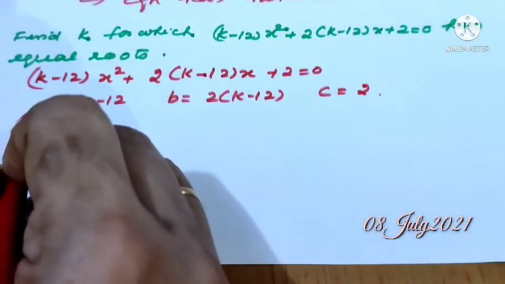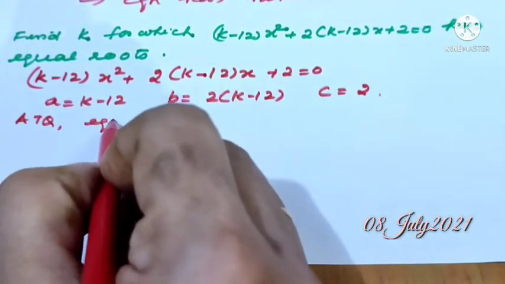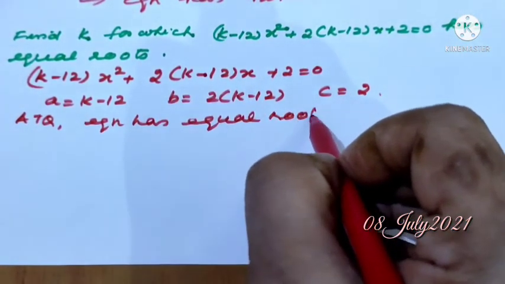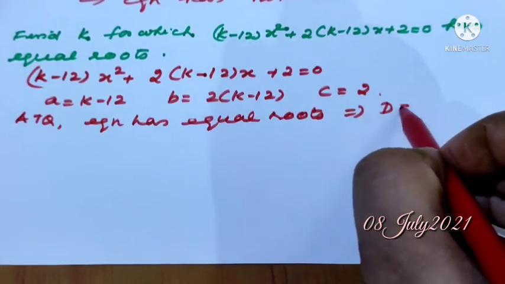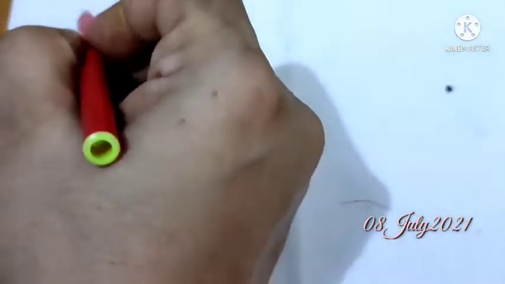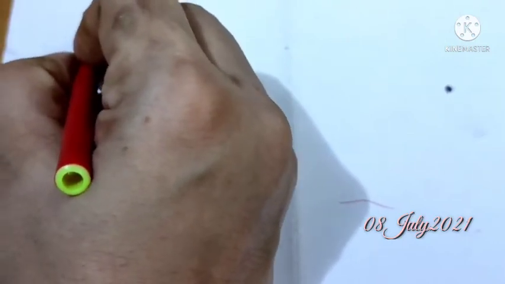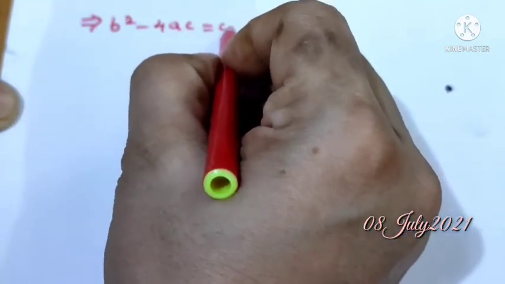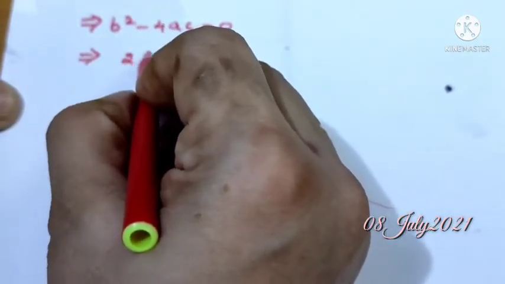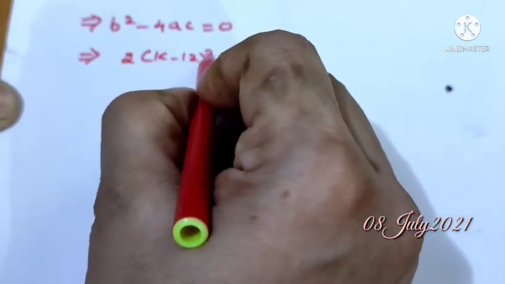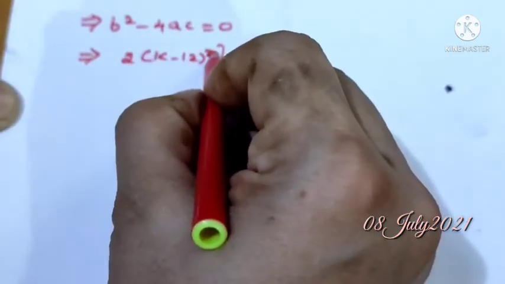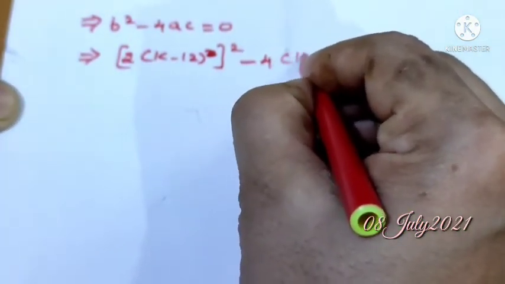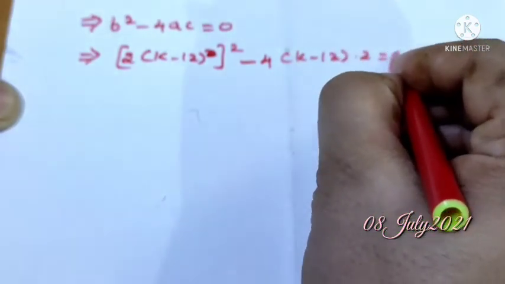Given that, according to the question, the equation has equal roots, implies d equal to 0. So d equal to 0 implies b square minus 4ac equal to 0. Now we can substitute the values: 2 into (k minus 12) whole square, I'll make it a bracket here, minus 4ac, 4 into (k minus 12) into 2 equal to 0.